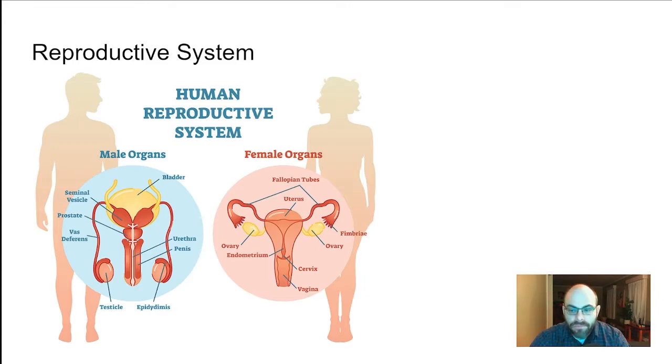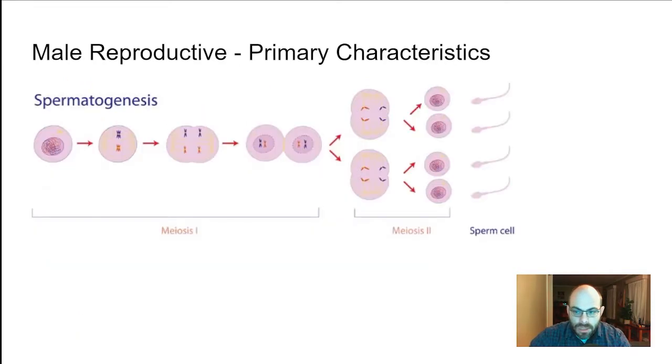Male reproductive and female reproductive systems are really different from one another, but they're very similar as well. And so we're going to talk about primary and secondary sexual characteristics for each one. Let's talk about the male. Primary sexual characteristics for males: production of sperm. Sperm production is not cyclic. We're going to talk about that in just a second, meaning that it's constant.